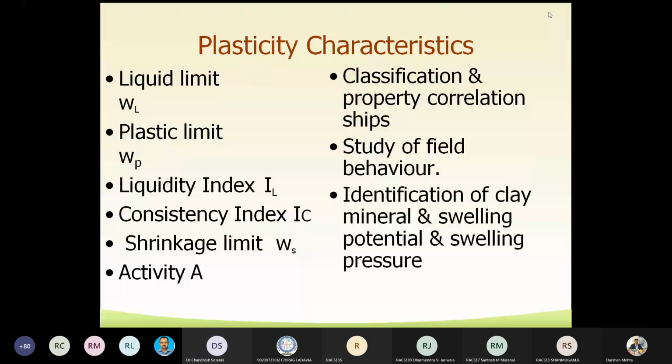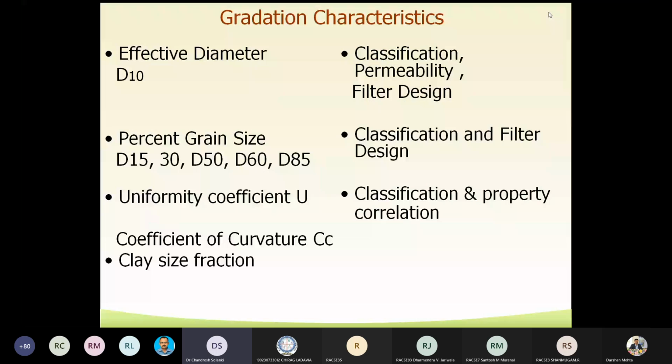Gradation characteristics: you draw the particle size distribution curve of grain size versus percentage of particles, and based on that, we get the various diameters: D10, D30, D60, D15, D50, likewise D85, all these things. This data is required in the filter design of a dam, and it is also required to classify the soil as either well-graded or poorly graded. It can be classified on the basis of the uniformity coefficient and the coefficient of curvature. Cu is equal to D60 upon D10, and Cc is equal to D30 squared upon D10 into D60.